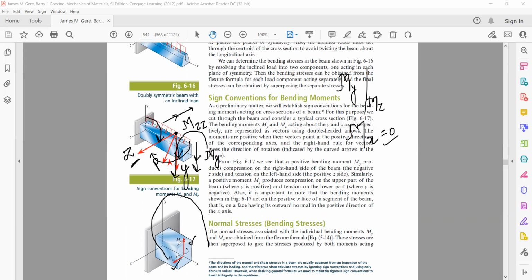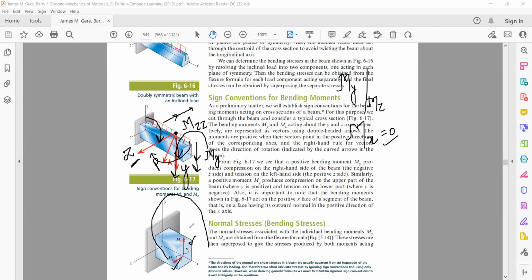Are you getting me or not? Your arrow for Mz is in the negative z-axis, but here Mz is in the positive z-axis. Your component for My is along the negative y-axis. Here the component for My is positive along the y-axis. So what is it now? Why are our arrows in a direction opposite to the arrows in the book?